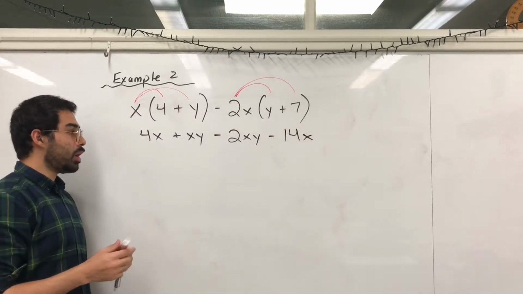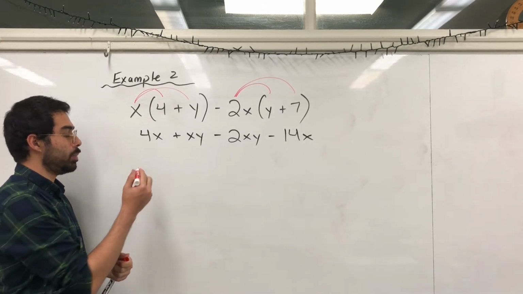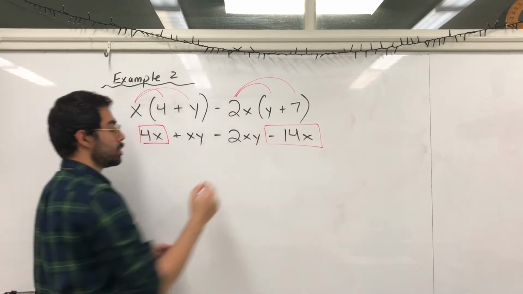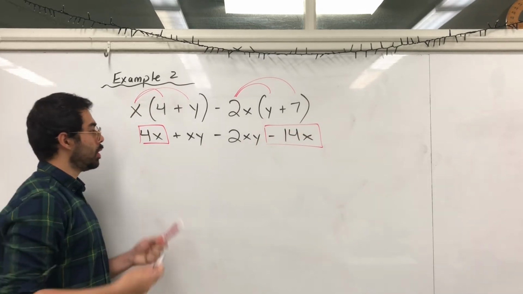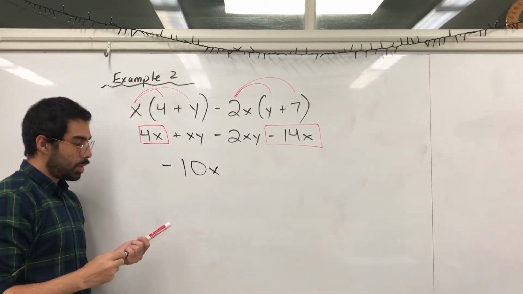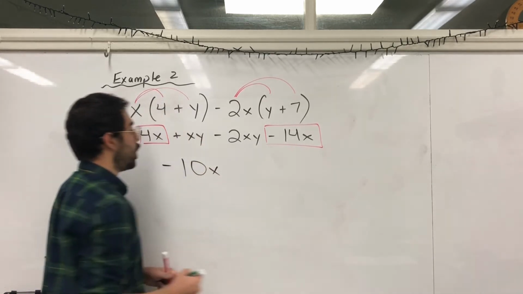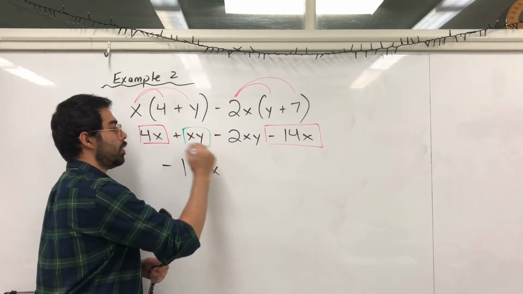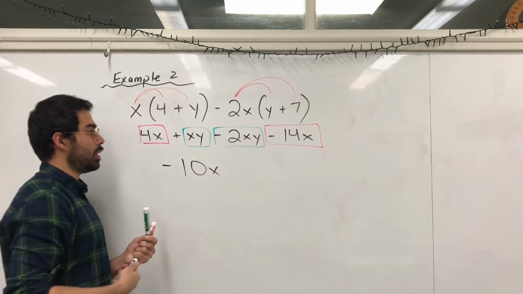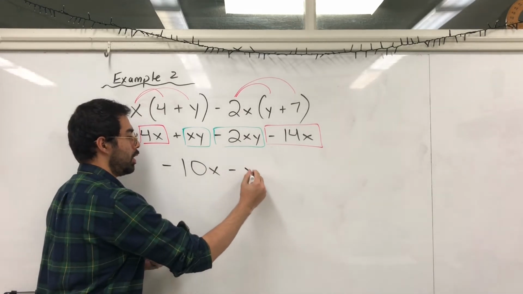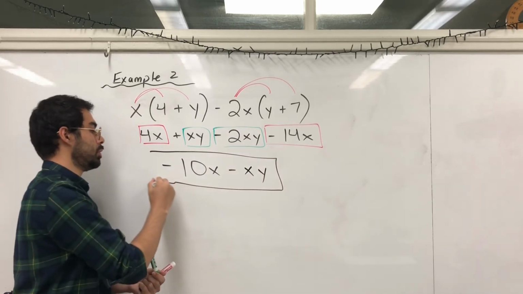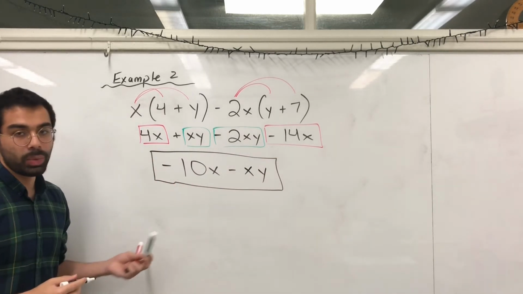We've got to decide what we can combine and what we can't, right? We can combine 4x and negative 14x. That would end up being negative 10x. Okay, we can also combine xy and negative 2xy. That would simply end up being negative xy. Okay, so here's the extent to which we can simplify.